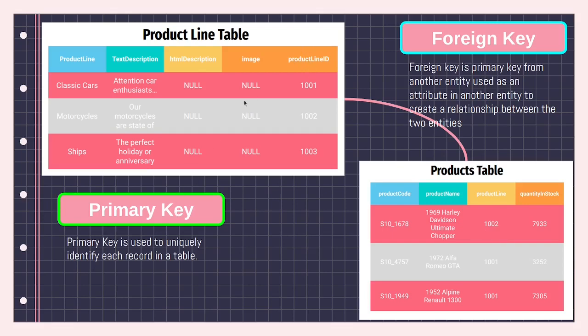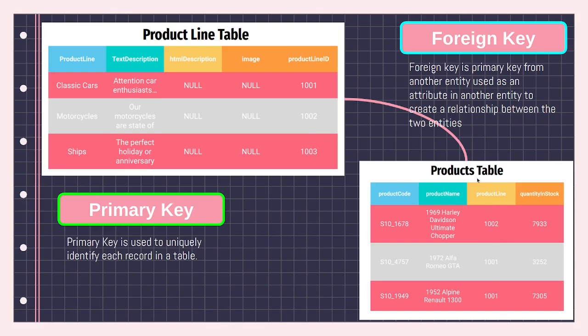A primary key is used to uniquely identify each record in a table, and a foreign key is just a primary key that is used as an attribute in another table to refer back to the original table. So you can see in here the primary keys are unique for each row, but in here they can be duplicated. Okay, so that's the difference between a foreign key and a primary key.